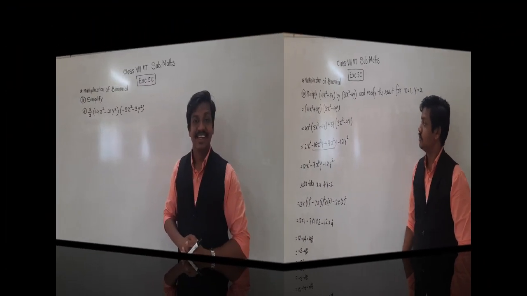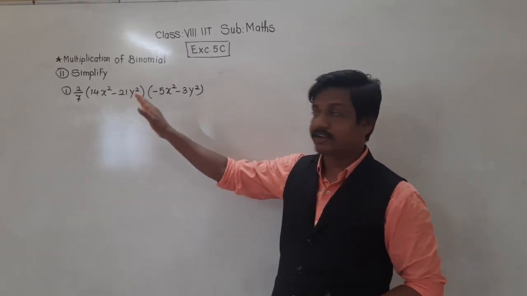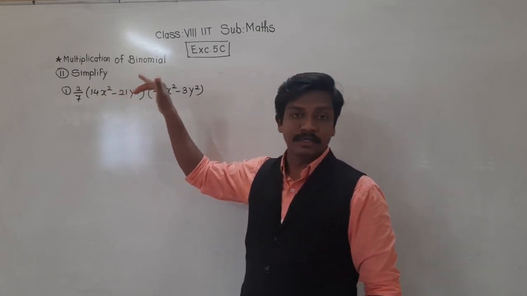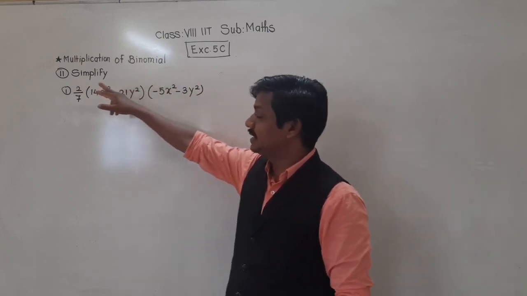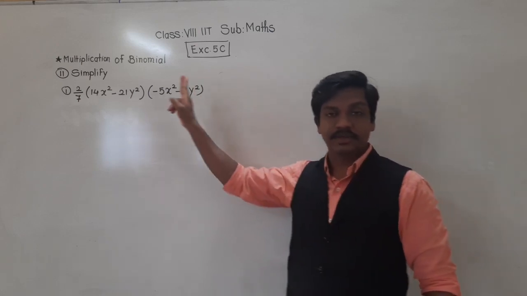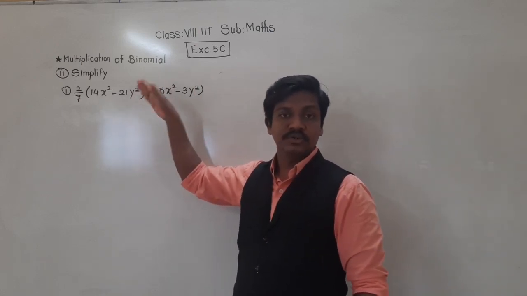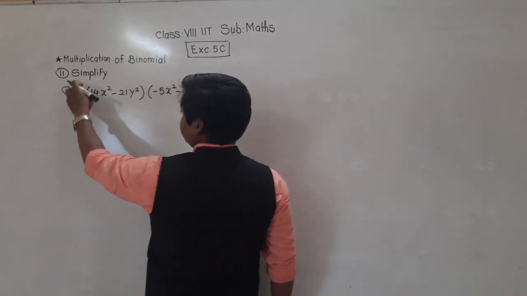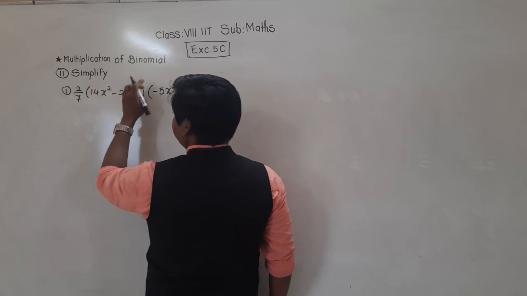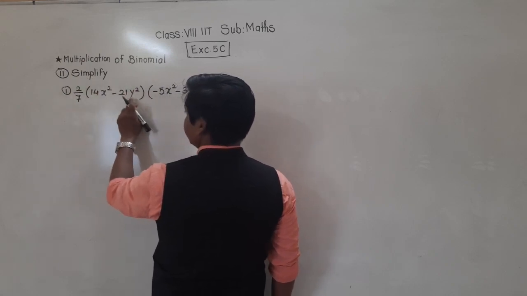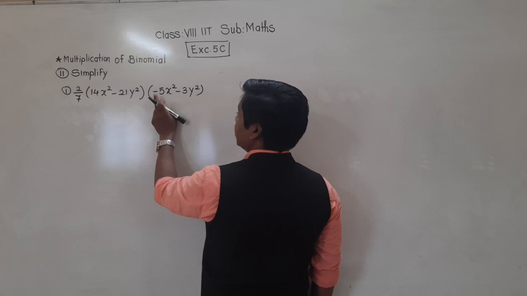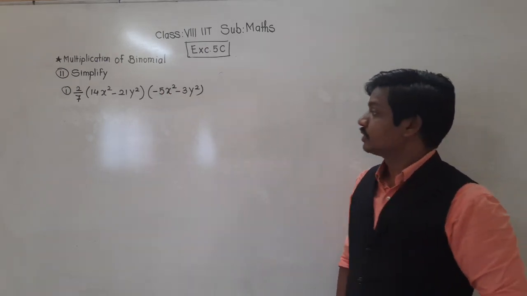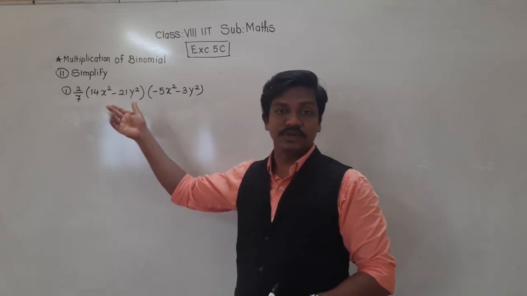Okay. So see here now question number 11, simplify. Here also we have to simplify where we have to do the multiplication of binomials. In question number 11 there are two examples. One I am going to solve here, I am going to show you. You have to solve the second one by yourself. Okay. See here, the first example is 2 upon 7 multiplied by 14x square minus 21y square multiplied by minus 5x square minus 3y square. Okay. So this is the given example which we have to simplify.